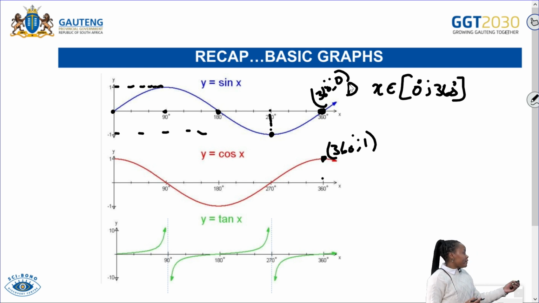And then let's look at the graph of tan x. You will notice that the graph of tan x starts here and it goes like that. Again, you'll have your asymptotes at 90 degrees and at 270 degrees. Now, this is only if your graph has been restricted to a domain from 0 degrees up until 360 degrees.